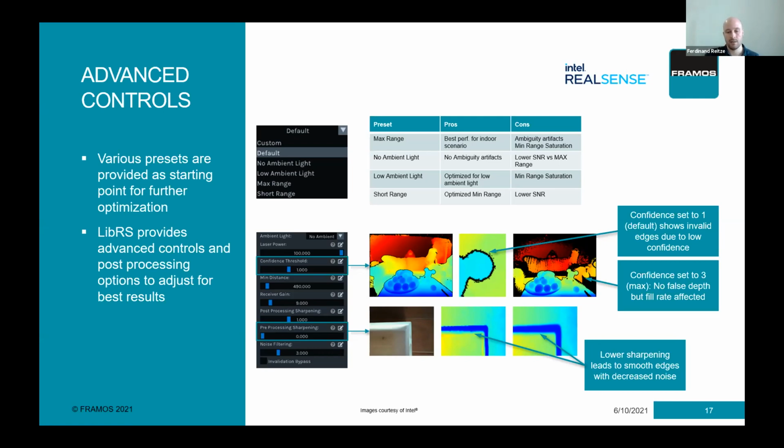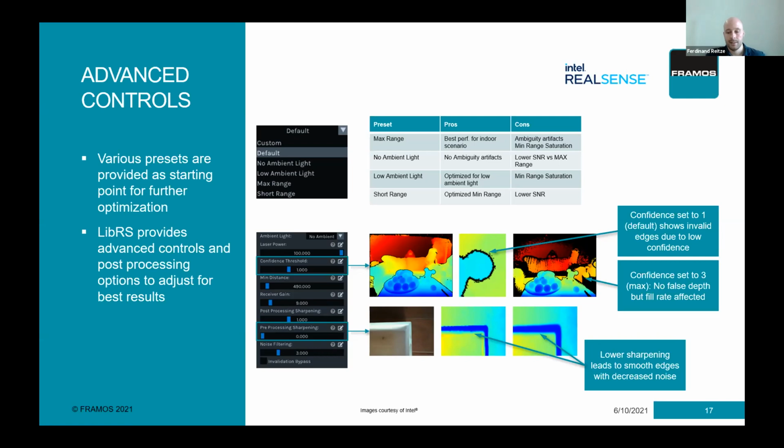Short range, similar to low ambient, but instead of the maximum laser power, you have a calibrated laser power, and it's really recommended when you have objects that you want to scan from 25 centimeters to 2 meters or close, in that range. Additional controls that you can see at the lower half of this slide enable you to customize the settings depending on your needs.